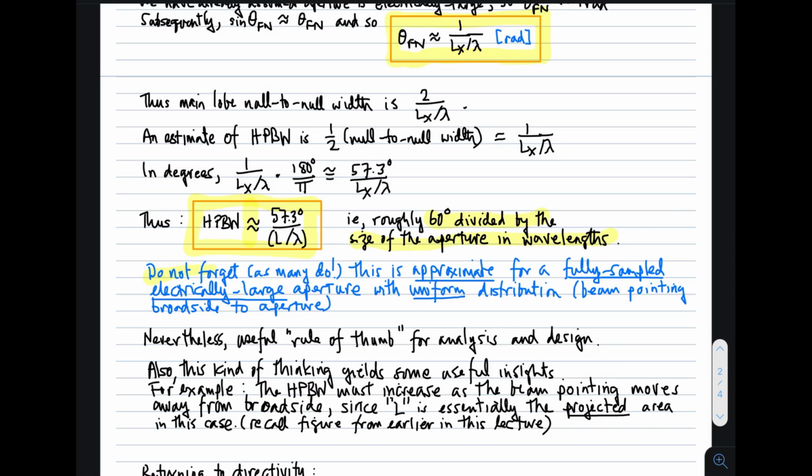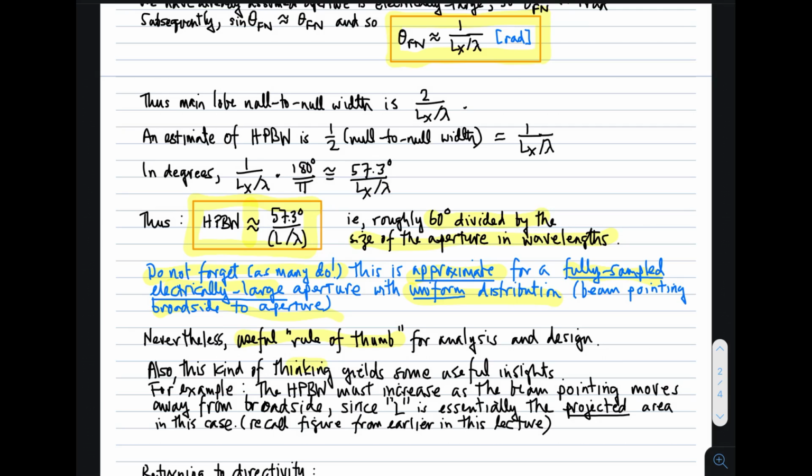Do not forget, as many do, that this is approximate, for starters, for a fully sampled and electrically large aperture. In other words, this aperture has to work like a current sheet for this to be true. In addition to the fact that it has to be for a uniform distribution, generating a beam which is broadside to the aperture. So despite all those caveats, this is a very useful rule of thumb for analysis and design. In particular, it's a useful way to get started with the design because this tells you for a certain half-power beam width how big the array is going to have to be in that plane.